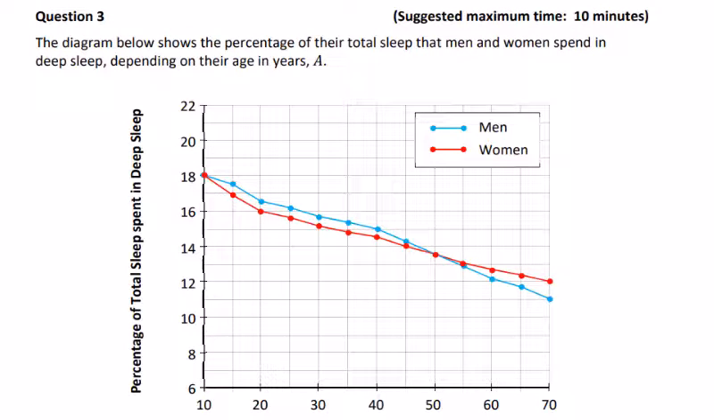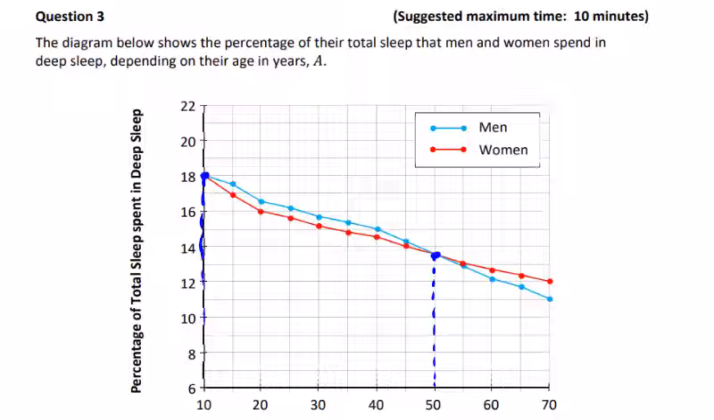Question 3 gives this diagram showing the percentage of their total sleep that men and women spend in deep sleep depending on their age and years. So we can see here at the age of 18 it seems to be the same, and it's the same again at this point here at 50 years of age, so a big gap here.